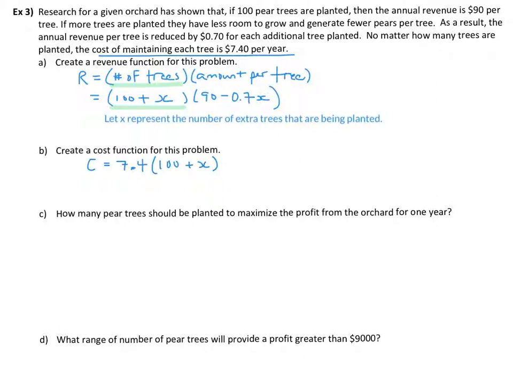Now, how many pear trees should be planted to maximize the profit from the orchard for 1 year? So our profit equation is always equal to the revenue, the money you bring in, minus the costs. So what we have here is our revenue function, 100 plus x, multiplied by 90 minus 0.7x, and that's going to be decreased by 7.4 times 100 plus x.